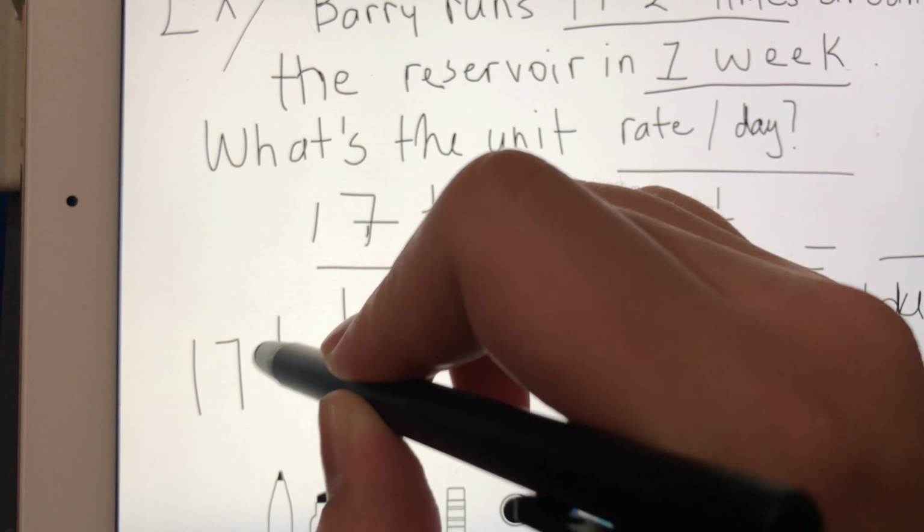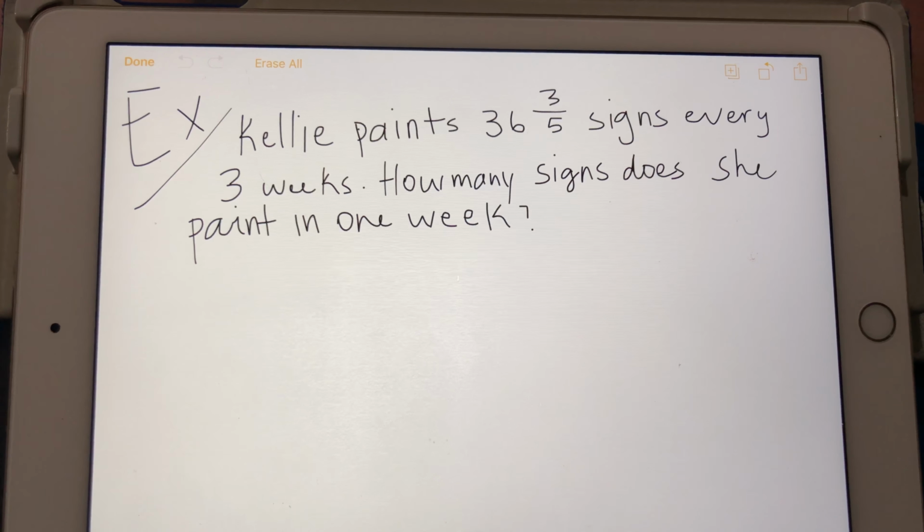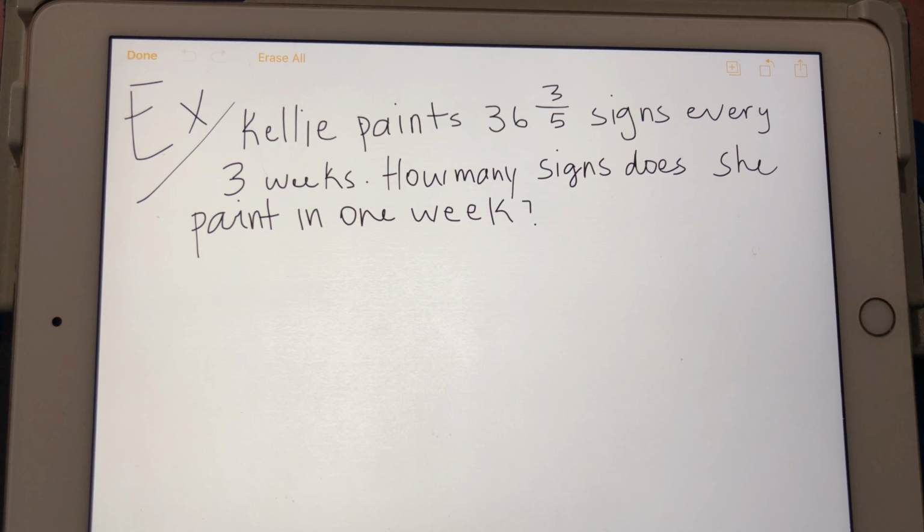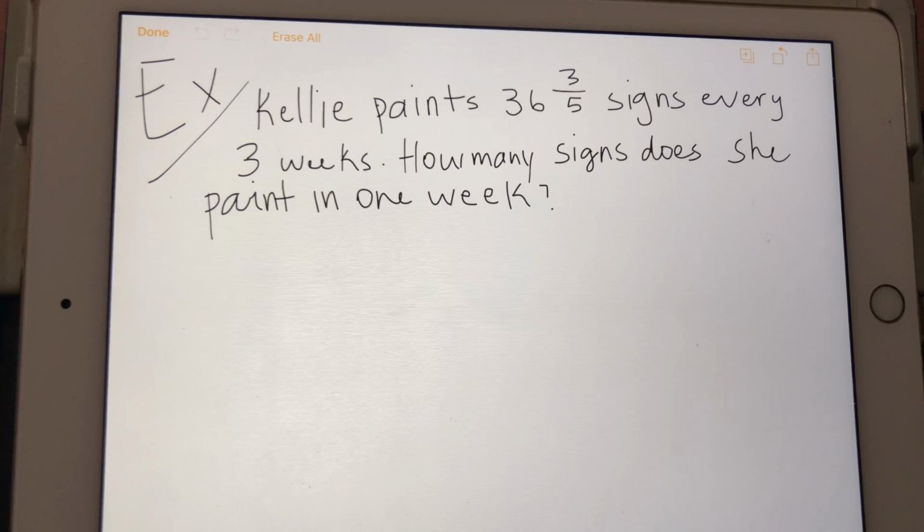Okay, here's another example. Kelly paints 36 and 3/5 signs every 3 weeks. How many signs does she paint in 1 week? We know that 36 and 3/5 is related, and we know that 3 weeks is also related. So we can make a ratio that says 36 and 3/5 for every 3 weeks. In 1 week, to get 3 weeks to equal 1, we have to divide it by 3. And if you divide this by 3, you also have to divide the top by 3.